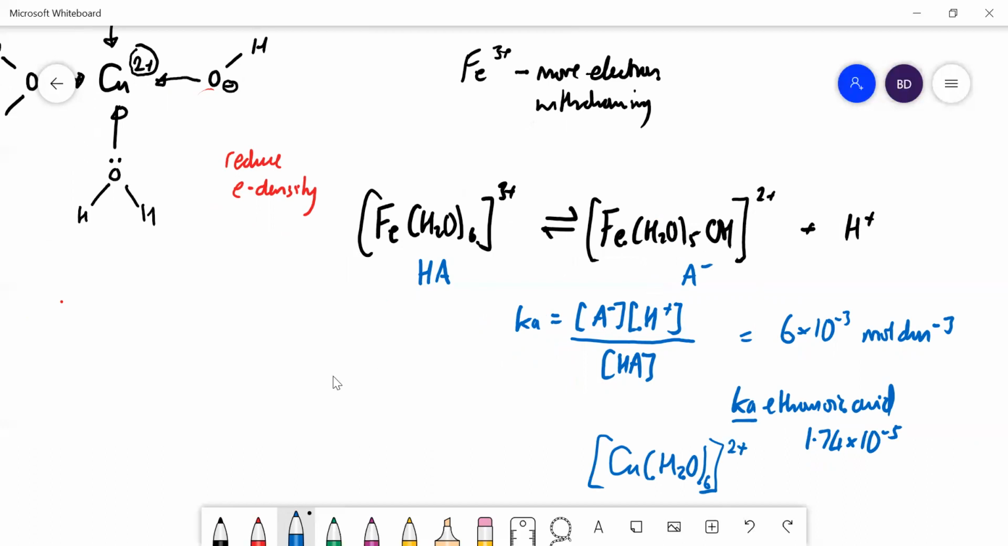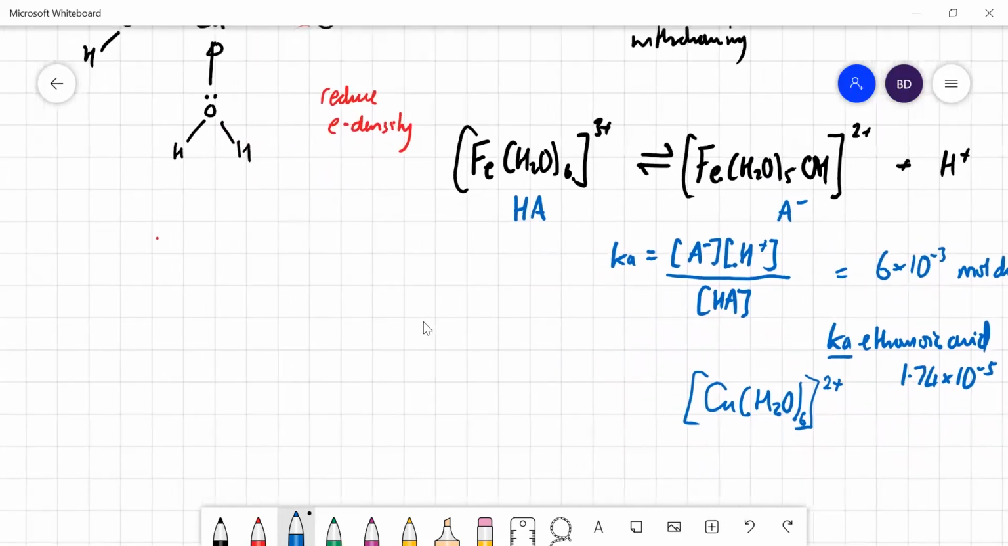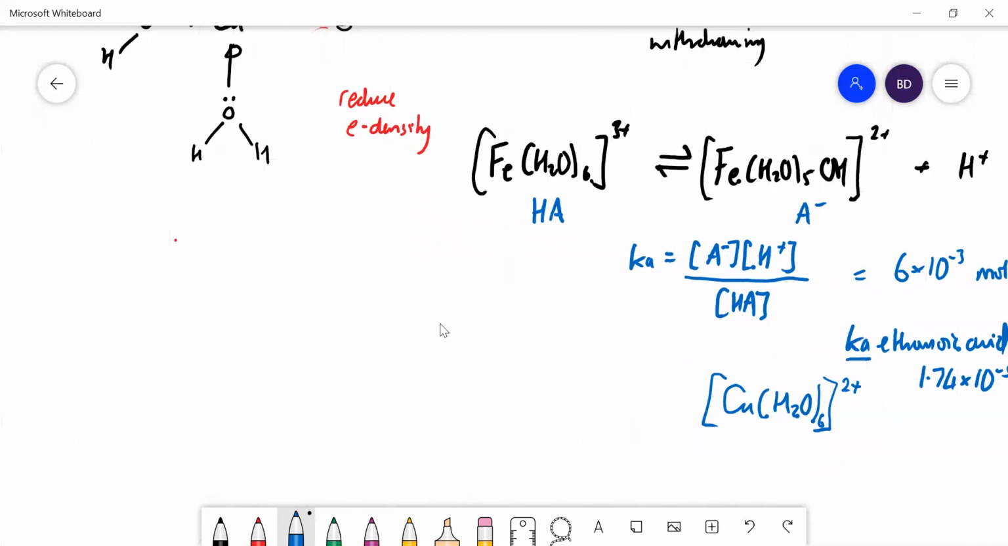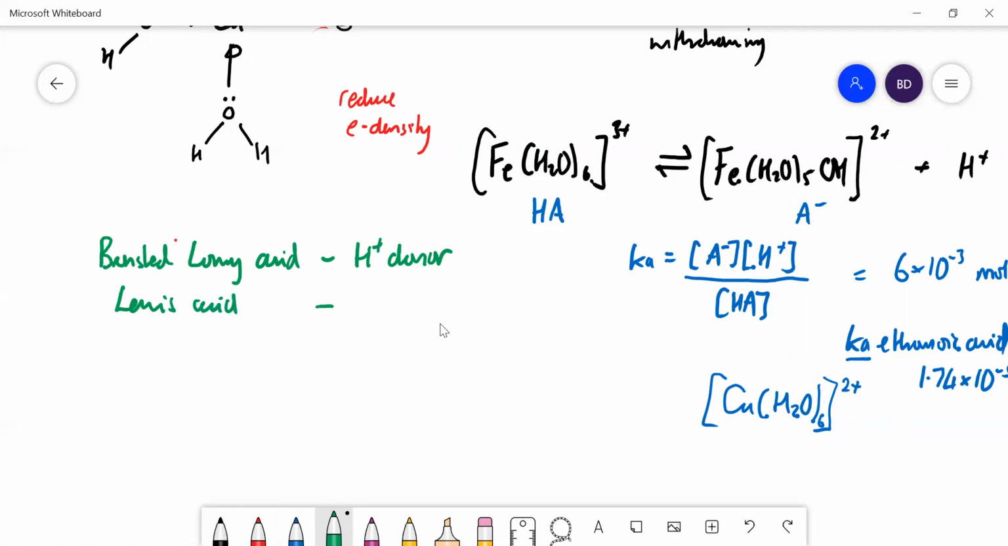Now, if you've done Lewis acid theory, if you've already done the oxides of period 3, which I think is section 2.4, and you know what a Lewis acid is, just refresh your memory. What's a Bronsted-Lowry acid? That's an H+ donor, isn't it? A Lewis acid is a slightly different theory of acids. Lewis acids are lone pair acceptors.